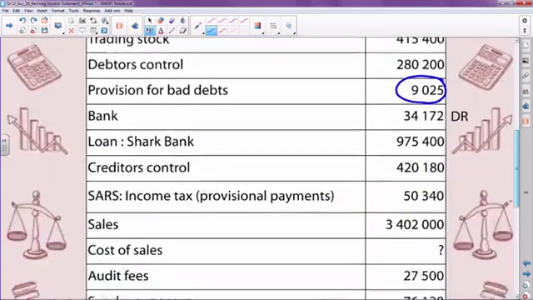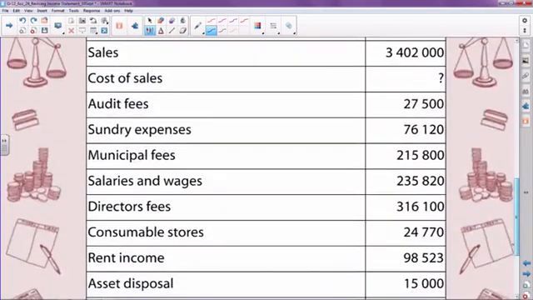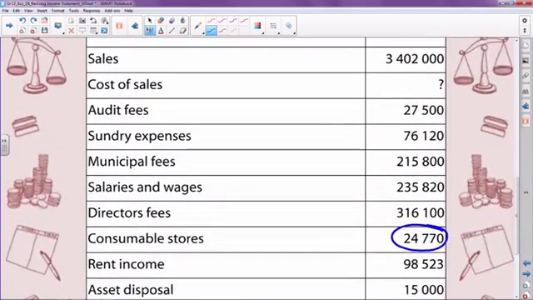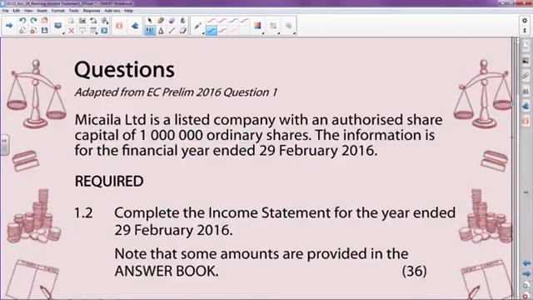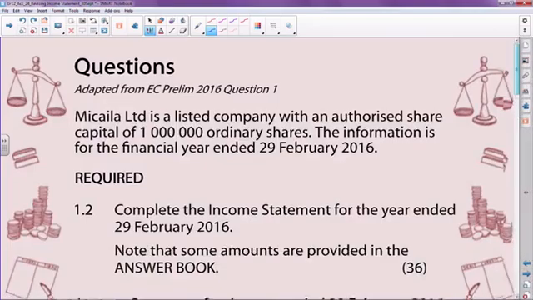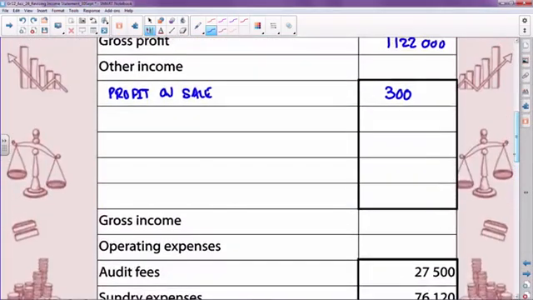Let's find my consumable stores. My consumable stores was 24,770. So that is my starting figure, 24,770. Consumable stores, 24,770. And what am I told?